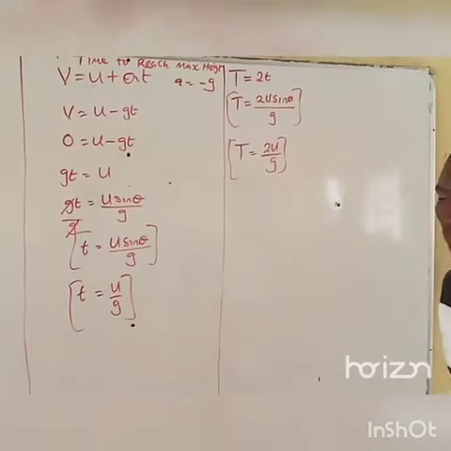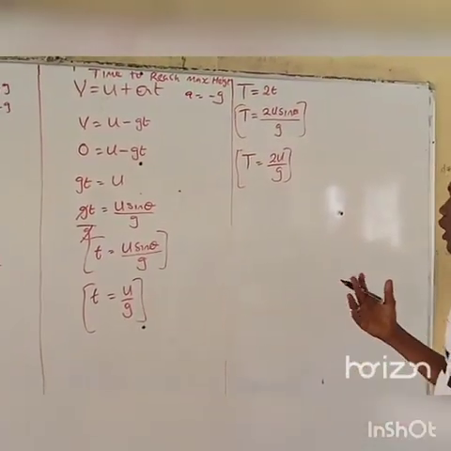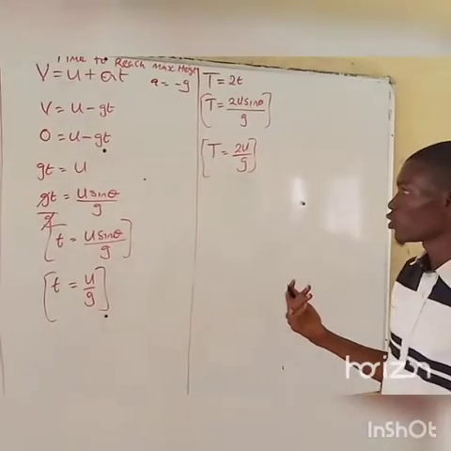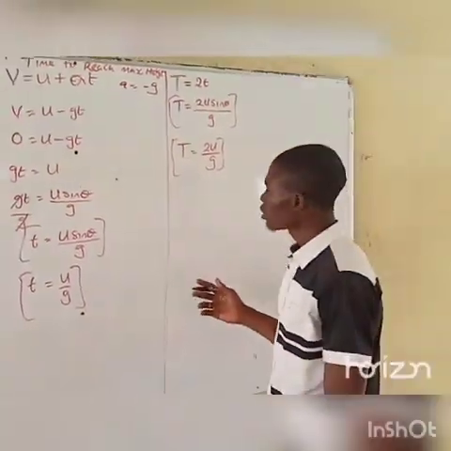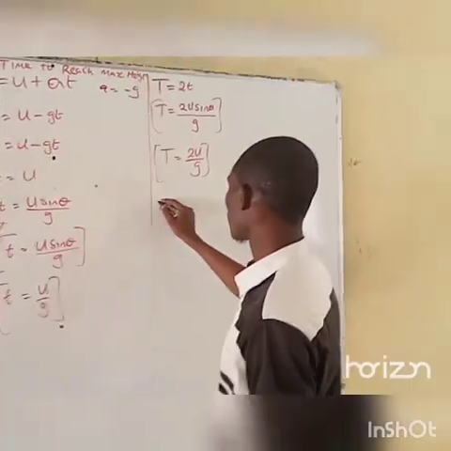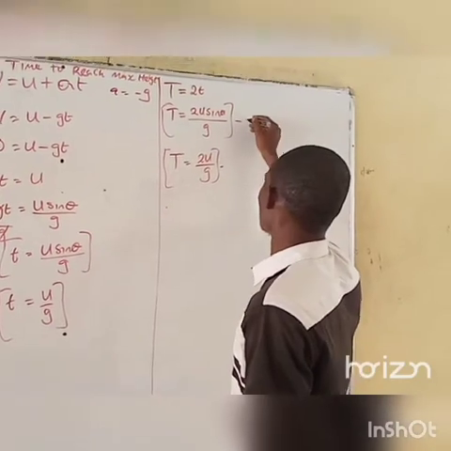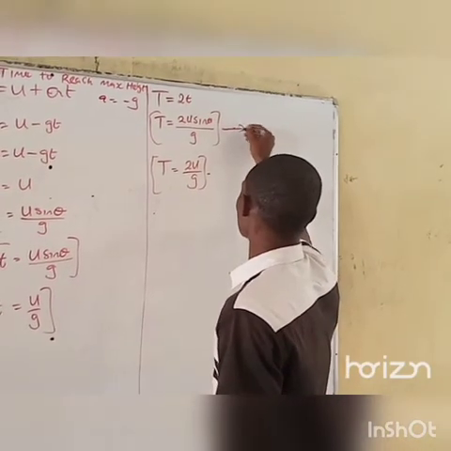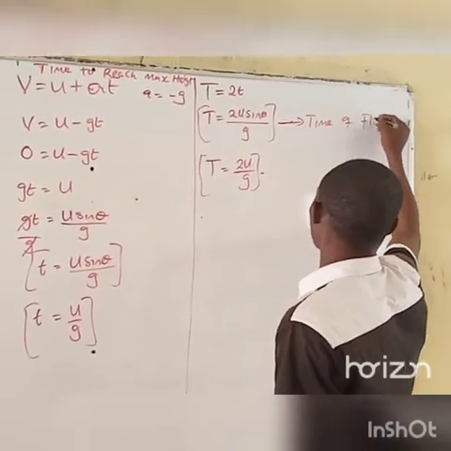If you have to calculate time of flight, but you are not given the angle, you can use 2u over g, depending on the question. Now, the next thing we are going to derive is maximum height.